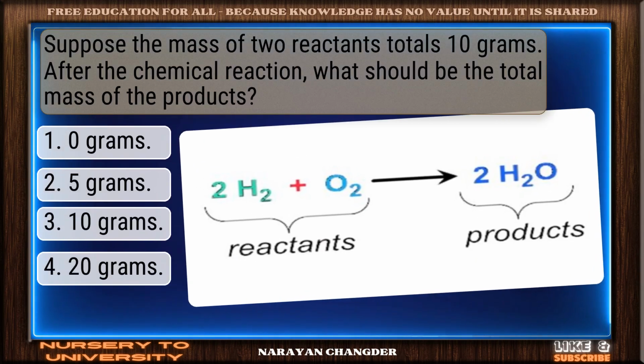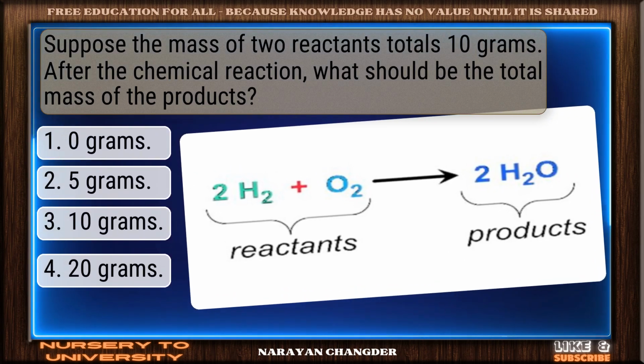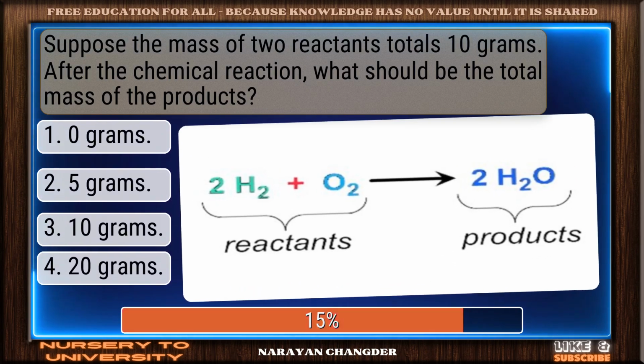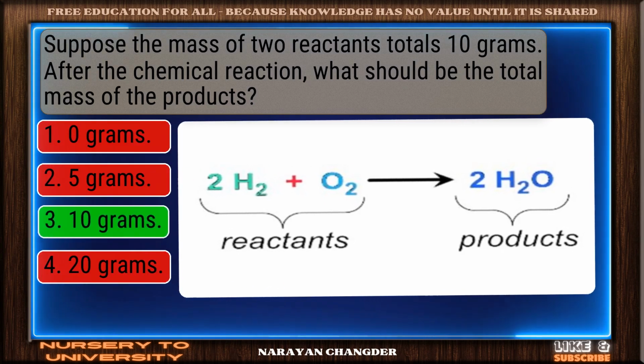Suppose the mass of 2 reactants totals 10 grams. After the chemical reaction, what should be the total mass of the products? You chose 10 grams. Correct.